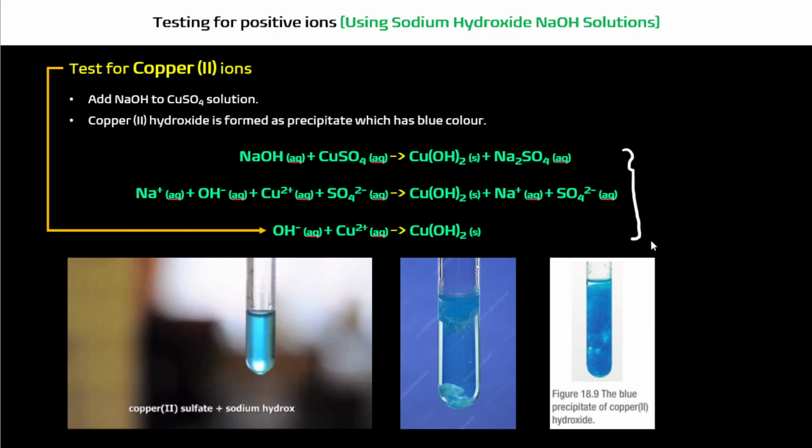But what you need to be careful here is copper 2 hydroxide, since it is a blue precipitate here, it is a solid. And in the process you can remove any spectator ions such as SO4 2 minus, SO4 2 minus, Na plus, and Na plus. The net ionic equation would be Cu2 plus plus 2OH minus would react to give Cu(OH)2.